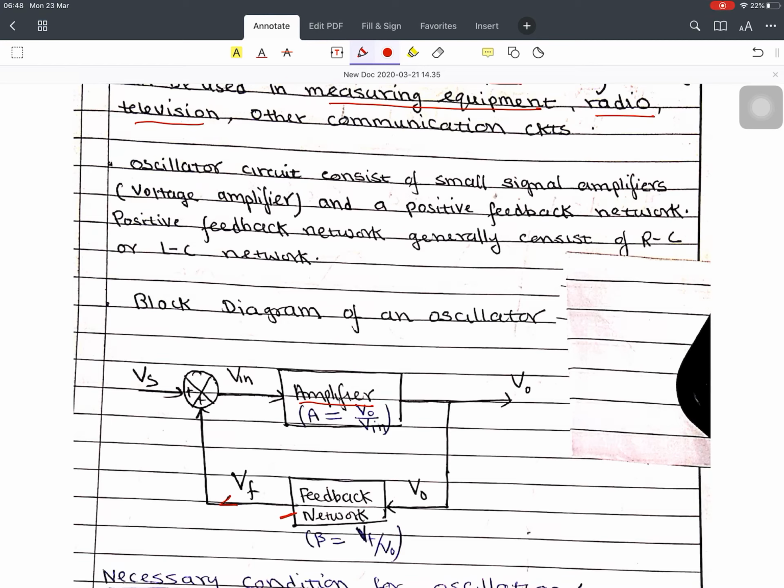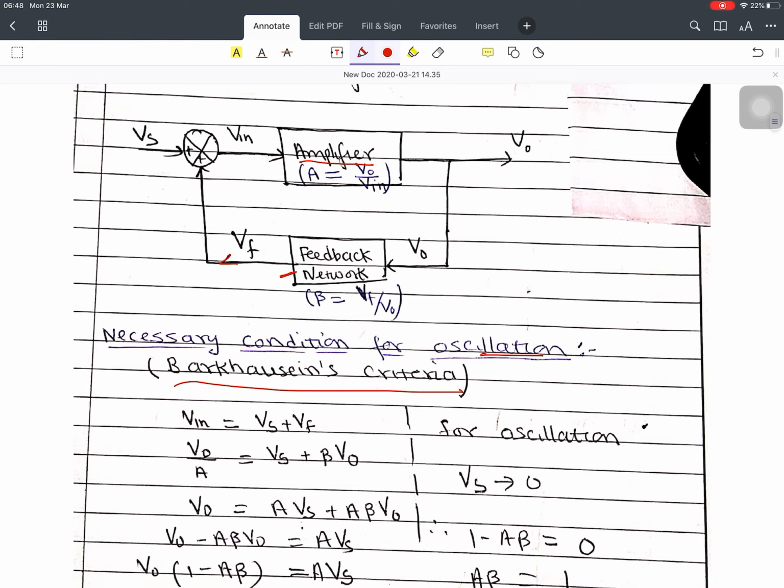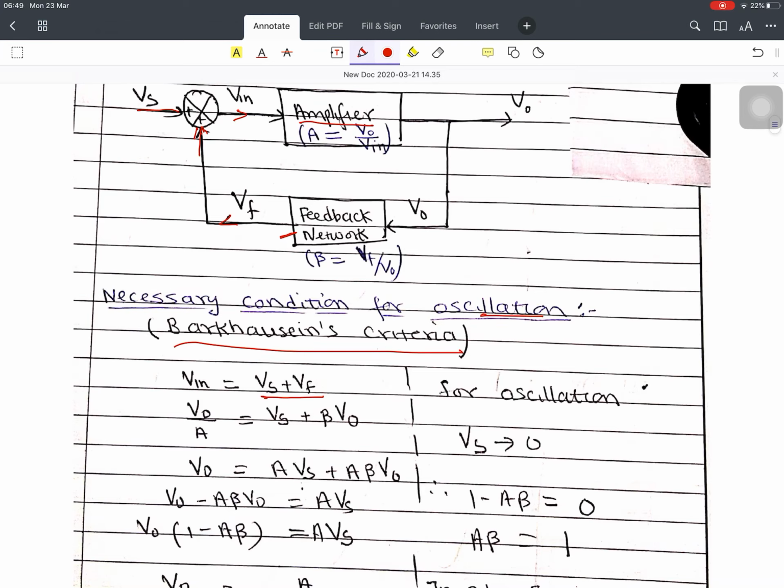Necessary condition for oscillations, which is also known as Barkhausen's criteria. When I look at this block over here, V in at this point, V in is Vs plus Vf. Vs is this, Vf being a positive feedback, both of them will add up. So V in is Vs plus Vf. Now I can replace V in by Vo upon A and Vf by beta into Vo, because A is the gain of amplifier, which is V out by V in. Beta is the gain of feedback network, Vf by Vo.